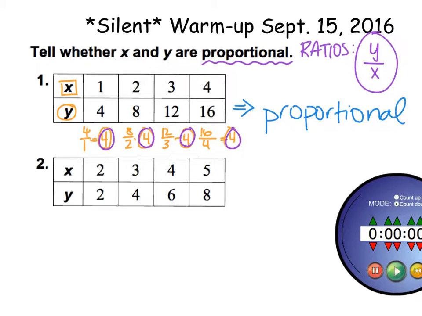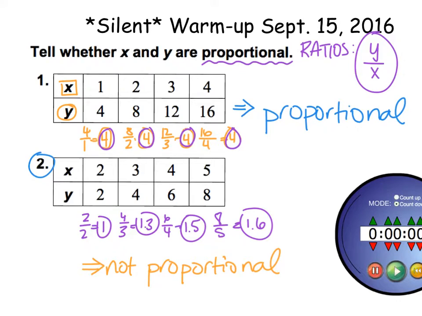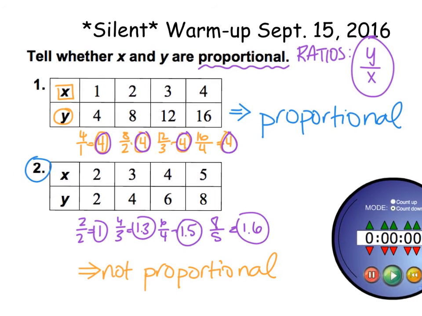What you need to do is pause the video and answer number 2 on your own. Is number 2 proportional or not? Now you'll notice for number 2, when you started dividing, you didn't get the same thing. We got 1, 1.3, 1.5, and 1.6. And so because of that, all those ratios are different, and so that table is not proportional.